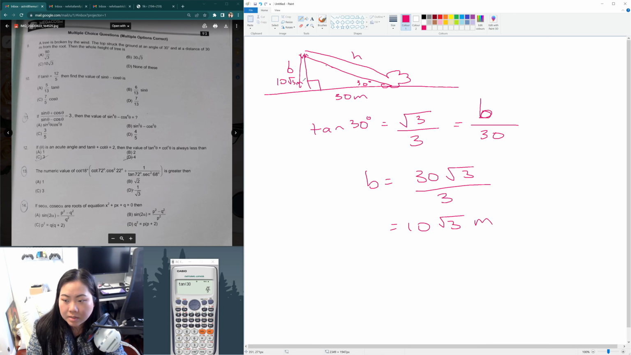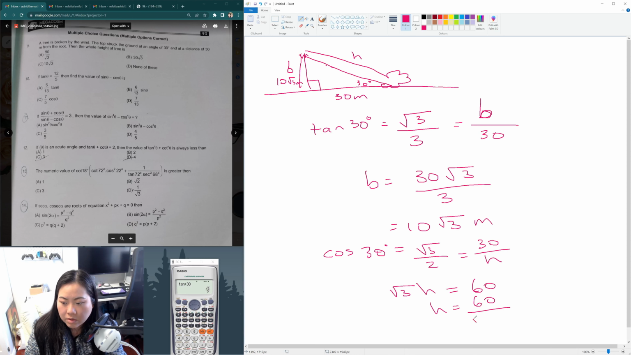H is going to be adjacent over hypotenuse, so that is cos 30 degrees, which is root 3 on 2, I believe, which is also equal to 30 on H, adjacent over hypotenuse. So H is going to be, if I times both sides by H, and I times both sides by 2, and H is going to be 60 on root 3.